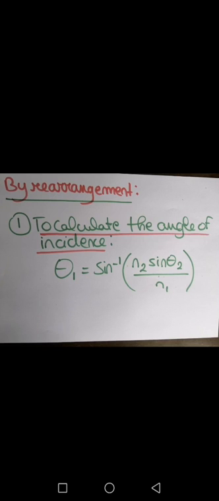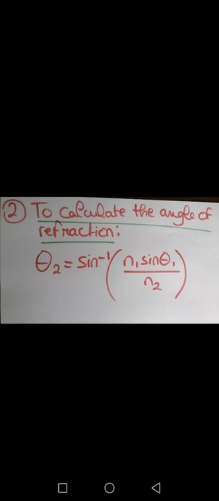By rearrangement, we can calculate the angle of incidence using the following equation. Angle 1 is equal to sine minus 1 of N2 sine angle 2 over N1. Sine minus 1, to put it on the calculator, we do shift sine. Second, to calculate the angle of refraction, angle 2 is equal to sine minus 1, also shift sine on the calculator, of N1 sine angle 1 over N2.